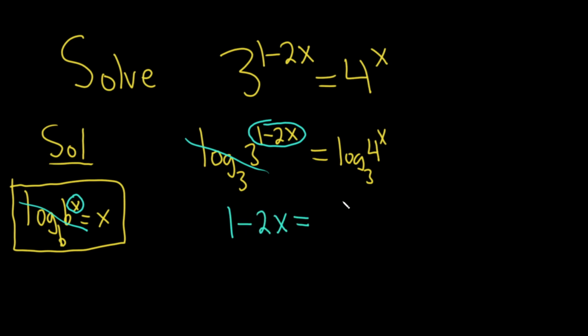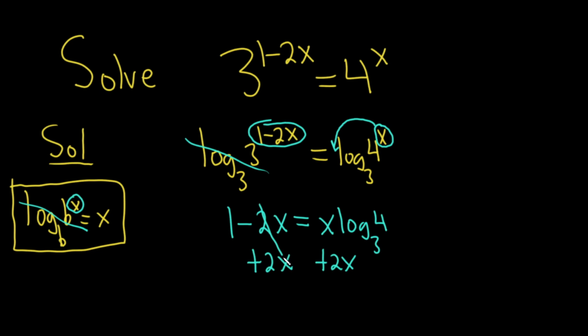That's equal to, here what you can do is you can use the power rule for logs to actually just bring down this exponent and put it in the front. So this is x log base 3 of 4. Okay, we're looking for x, so we need to get all of them on one side. So you could subtract this, but I don't want two negative signs, so I'm going to add the 2x to both sides. So we have x's all on one side together.